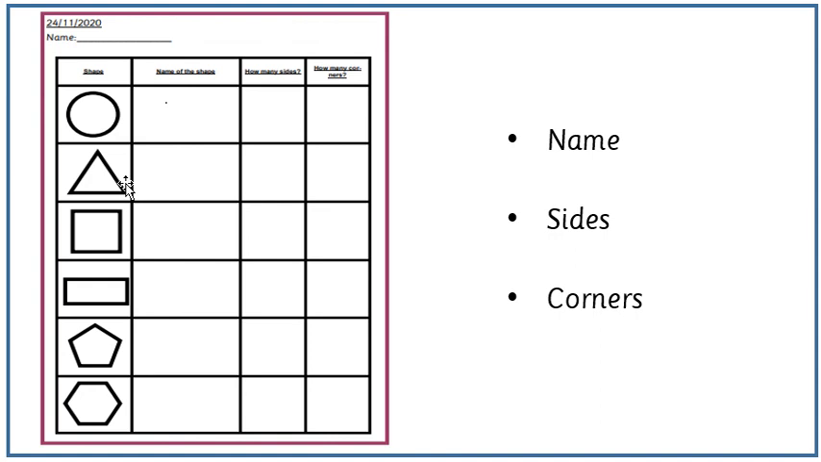Okay, so let's look at the second one. It's a triangle. Write the name here, then the number of sides, then the number of corners after you've counted them. So have a go.